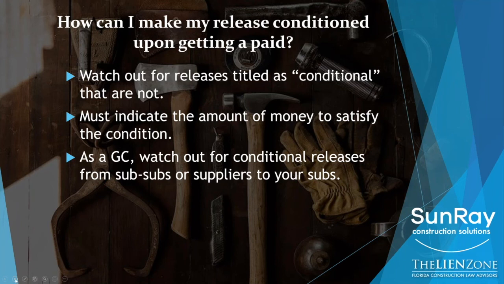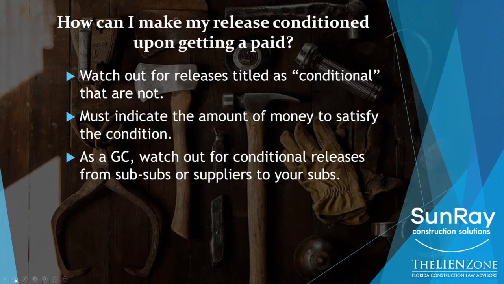You effectively have two options, and only two options to be certain. Option number one is to demand an unconditional release from all lower tier trades. So you tell your subcontractor, sorry, but I need an unconditional release from your suppliers and your subcontractors. Because if you don't, I can't give you this check. I'm not giving you this check for a conditional release from them.